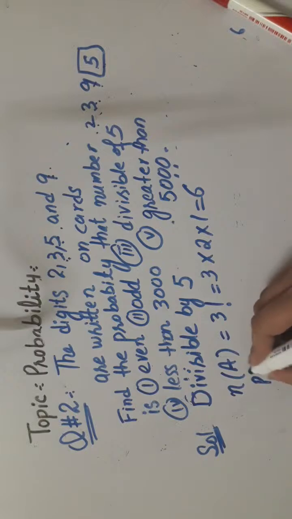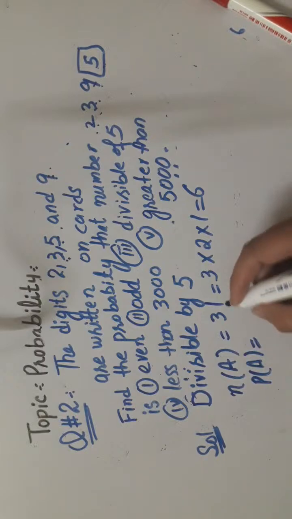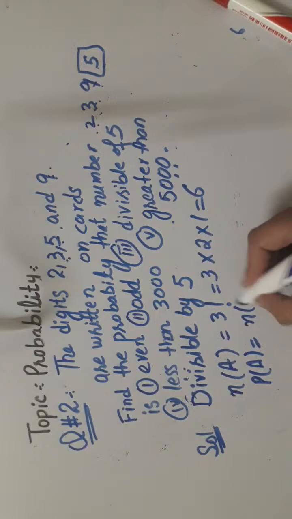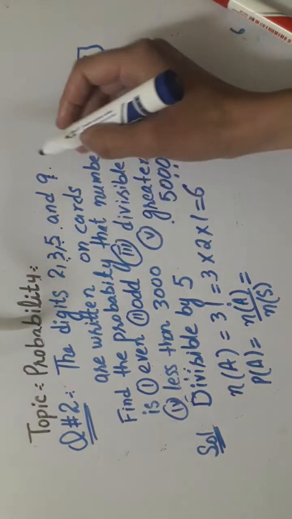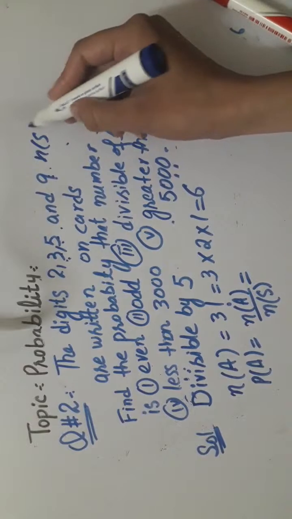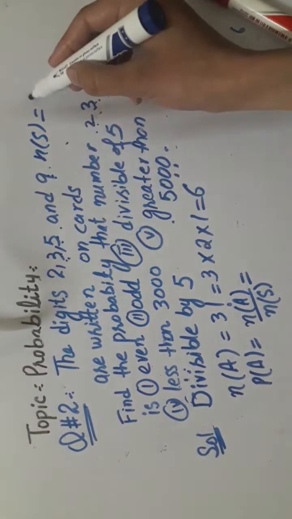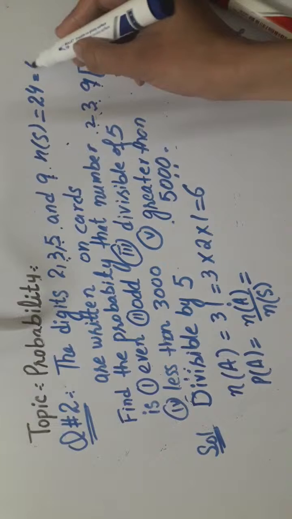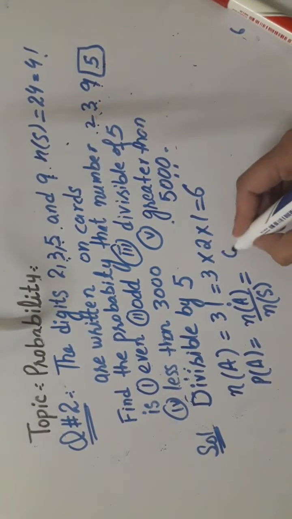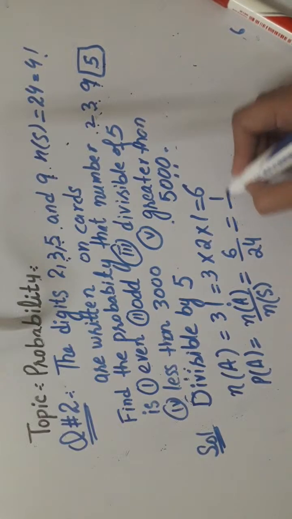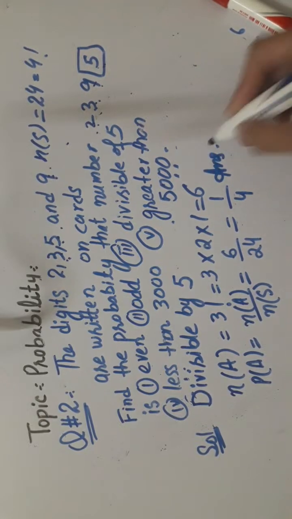Now the probability of this will be equal to n of A by n of S, and n of S we have already found. That is equal to 24, which was equal to 4 factorial. So 6 by 24, and this will become 1 by 4. This is the right answer.